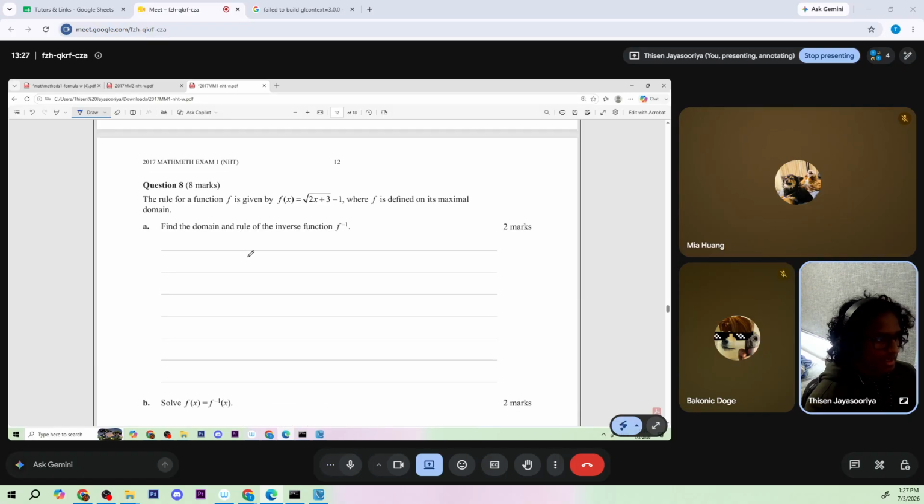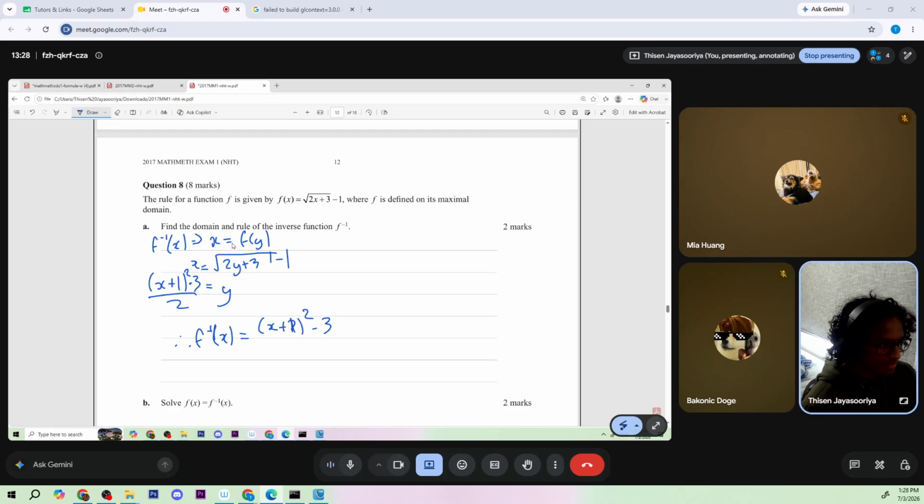If I keep going, here it wants me to find the inverse function and the domain and the rule of the inverse. So here f inverse of x implies that x equals f of y, right? Which means x equals the square root of 2y plus 3 take away 1. So if I rearrange this, I get ((x plus 1) squared take away 3) over 2 equals y. Hence, f inverse of x is equal to ((x plus 1) squared take away 3) over 2.